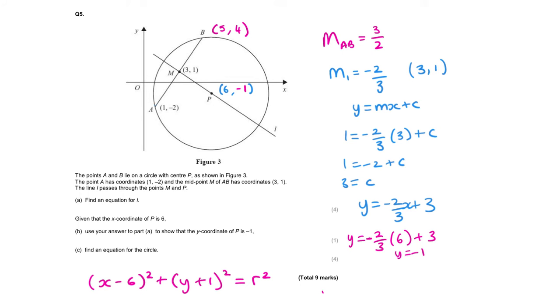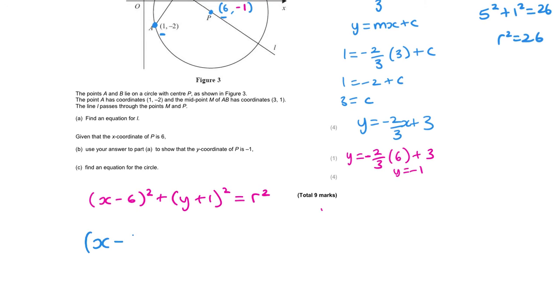So I'm going to do A and here. I'm then going to draw a circle between A and P. Okay? So from A, I'm at 1 to 6. What's my length? 5. From minus 2 to minus 1, what's my length? 1. 5 squared plus 1 squared is 26. So my radius squared is 26. So that means finally I have x minus 6 squared plus y plus 1 squared equals 26.